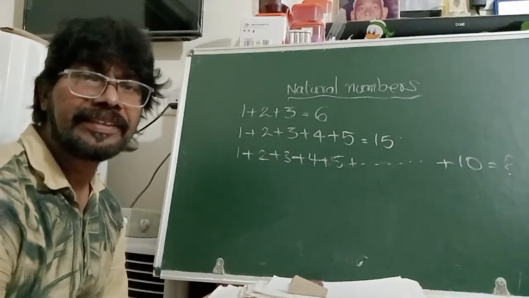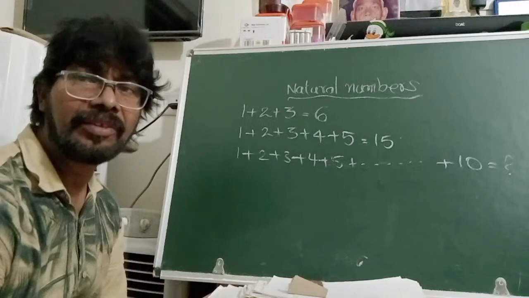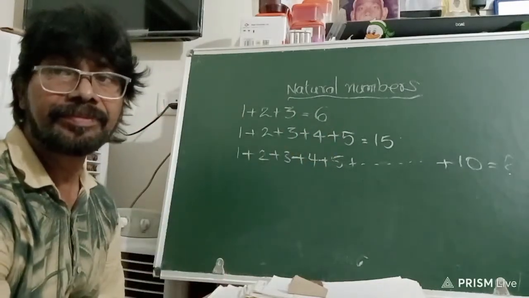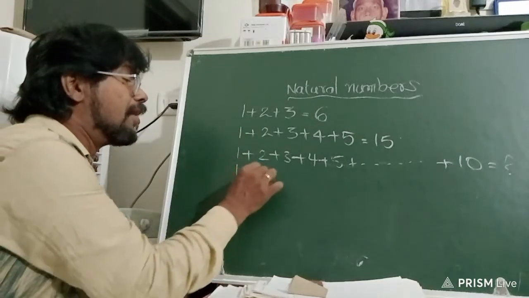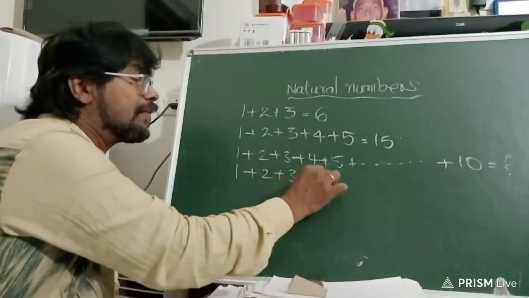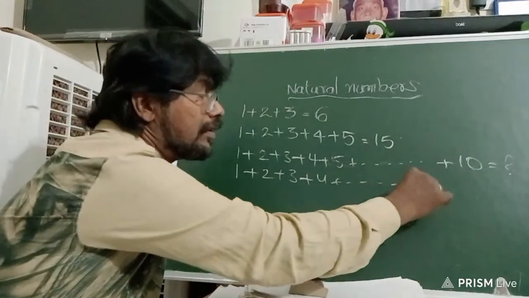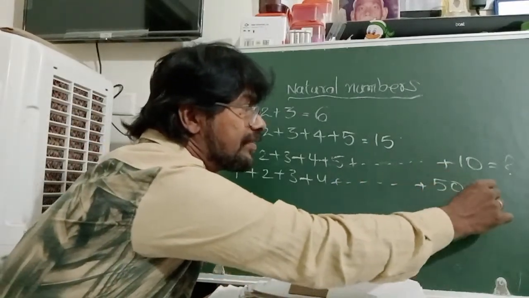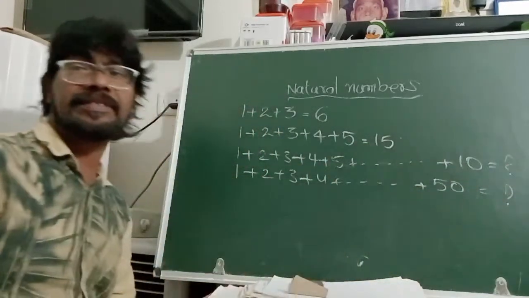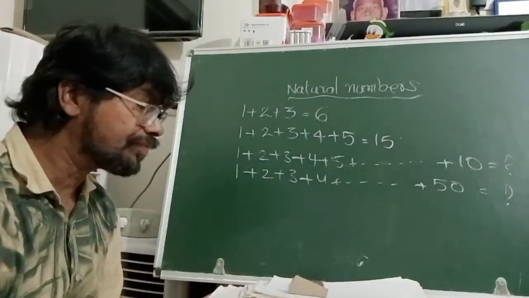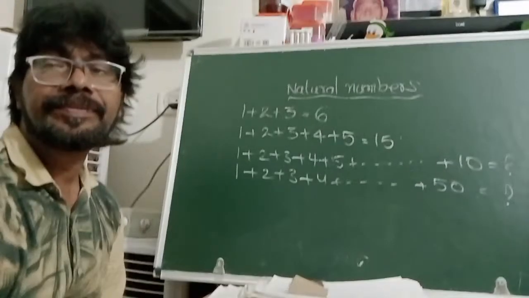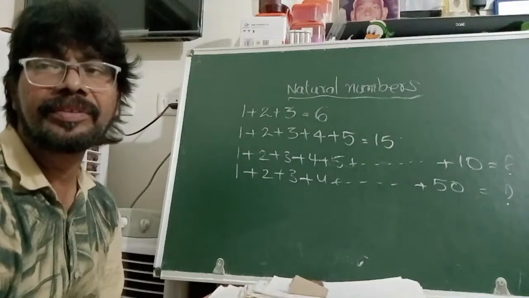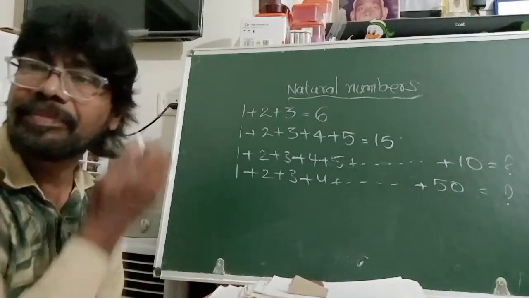How do we solve it? We can add up to 10. Next, 1 plus 2 plus 3 plus 4 plus so on up to 50 is given. Then what is its answer? For this we have to think of something.